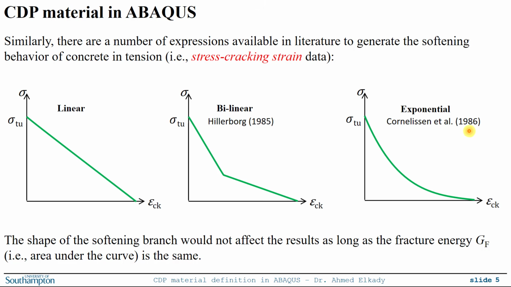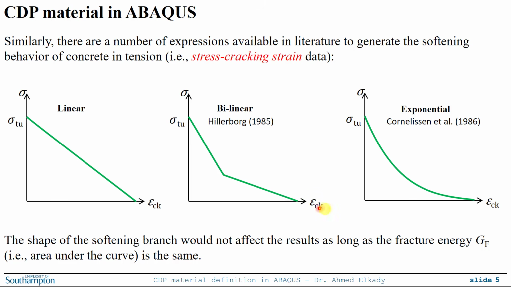But if you look in the research, typically employing this one or that one doesn't really make much difference with respect to the results, as long as the fracture energy, which is called GF, which is pretty much the area under these curves, is similar. If the area under all these curves is similar, then it doesn't matter really if you employ one approximation or the other. All right.